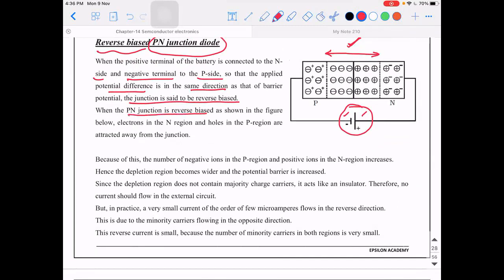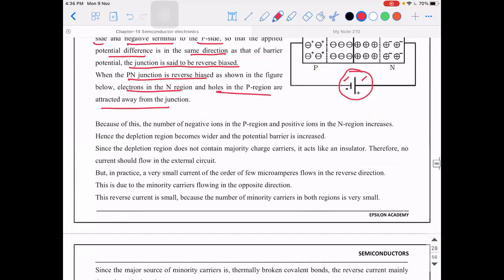So when the PN junction diode is reverse biased, the electrons in the N region and the holes in the P region are attracted away from the junction. Because of this, the number of negative ions in the P region and positive ions in the N region increases. Hence, the depletion region becomes wider and the potential barrier is increased.